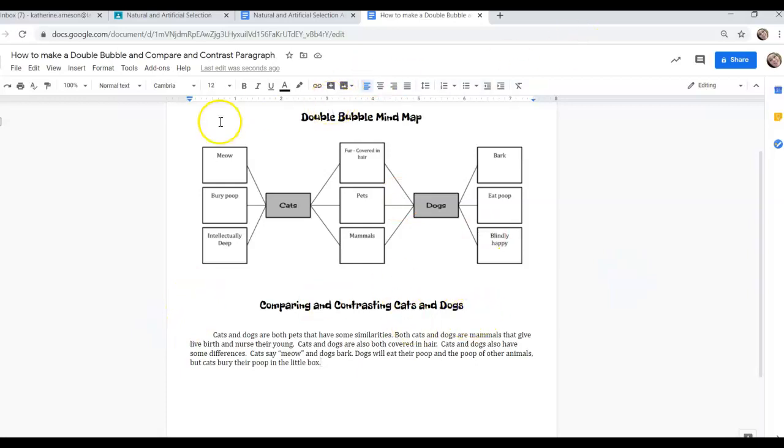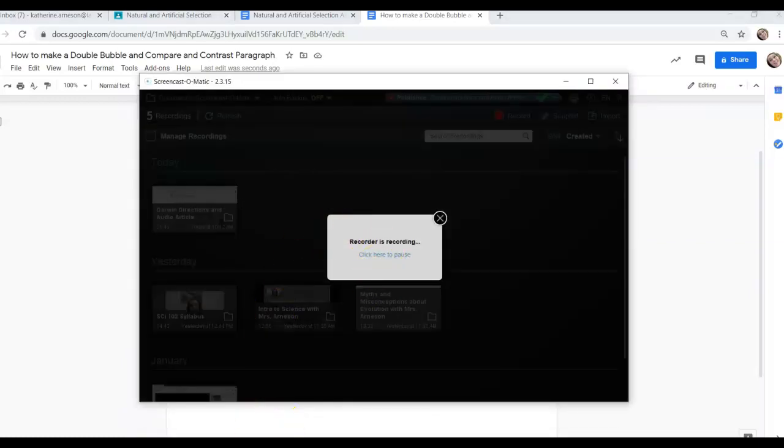So that's how you make a double bubble mind map and how you can change it into a paragraph. Of course, I'm cutting this short because I don't want you to have to listen to me say all those things over and over and over.